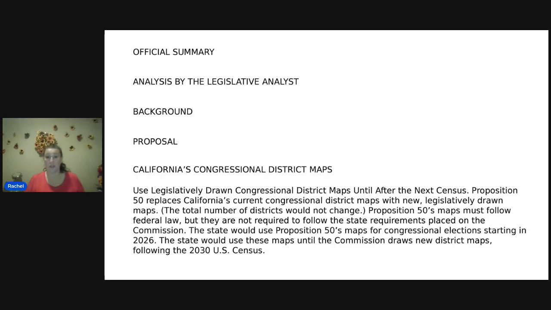The state would use Proposition 50's maps for congressional elections starting in 2026. The state would use these maps until the commission drew new district maps following the 2030 U.S. Census.